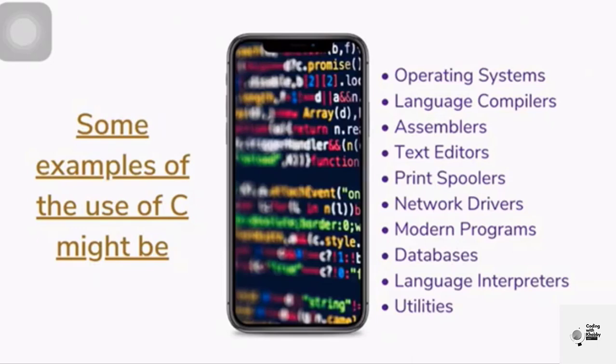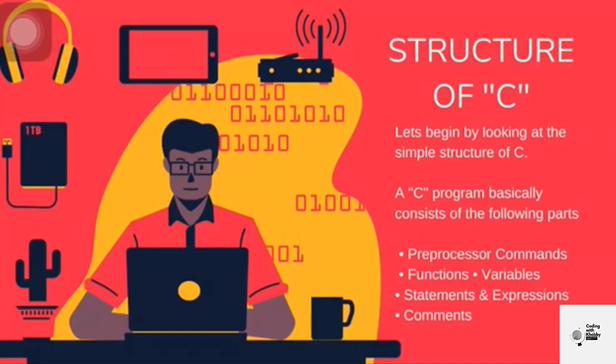Modern programs, whatever program or software you are using, has a bit of a component of C in it. Databases, language interpreters, and utilities all have C. So let's talk about the structure of C. I sometimes call it the grammar of C because C is a language. A C program basically consists of the following parts: a preprocessor command, a function, variables, statements and expressions, and comments. We'll dive into them very soon.